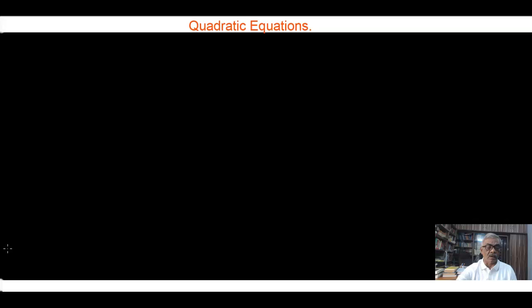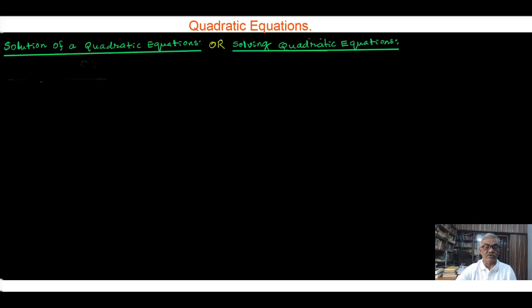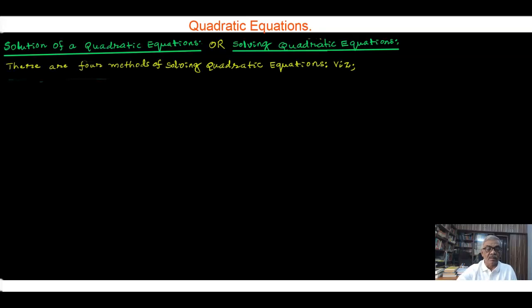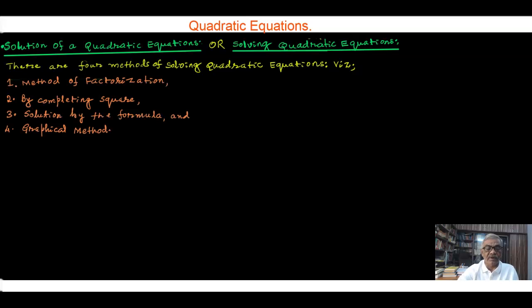Now, solving the quadratic equation, or solution of the quadratic equation. There are 4 methods of solving a quadratic equation, namely the method of factorization, completing the square, the solution by the formula, and also the fourth one, the graphical method. This graphical method I am not going to discuss because it is not for our syllabi.